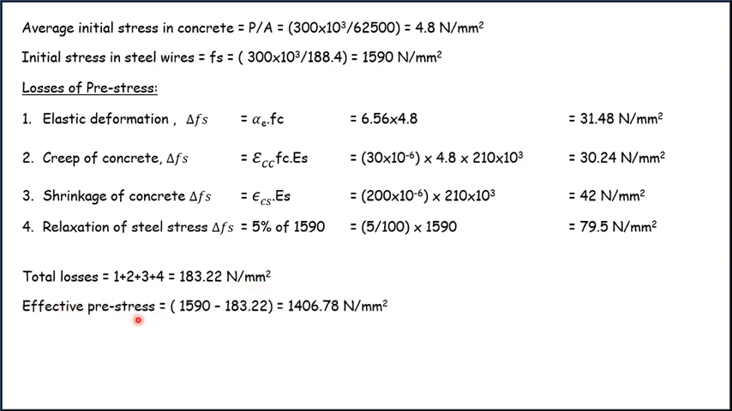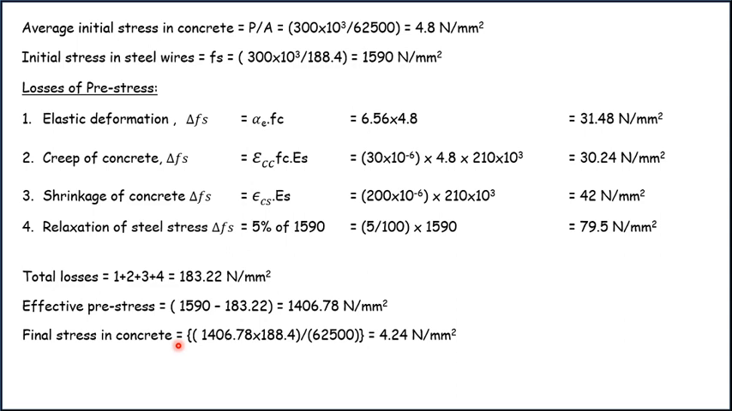Effective pre-stress: how much is applied in the structure after placing it. We have to deduct the loss of stress, so 1590 minus 183.22 comes out to about 1406.78 Newton per mm square acting in the structure in operation.